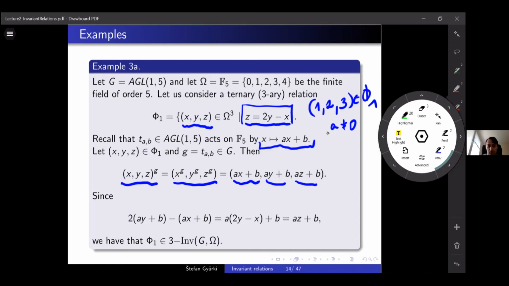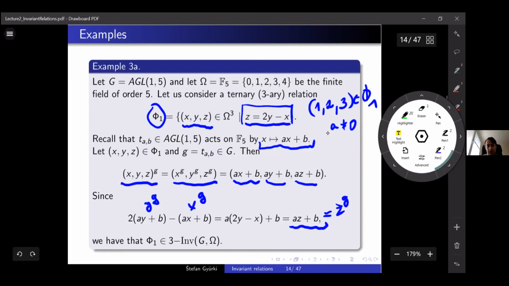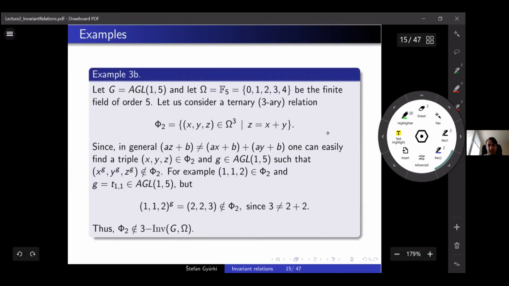So I am starting to count. This is y to g, z to g. So I'm counting the difference 2yg minus zg. And after easy algebraic manipulation, I'm coming to the conclusion that really the image of z is 2 times image of y minus x. So clearly the image is also inside the set phi1. That means that the relation phi1 defined in this manner is clearly tree invariant under the affine linear group of order 20, degree 5.